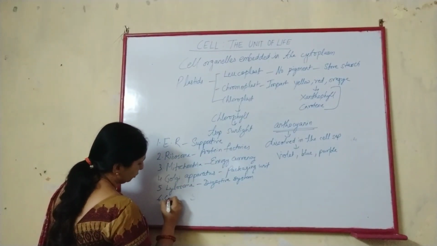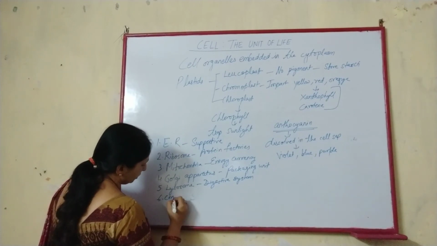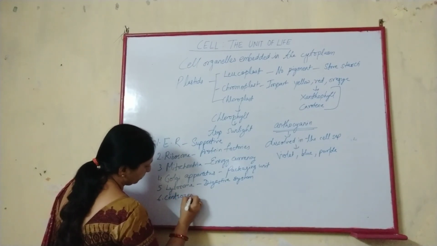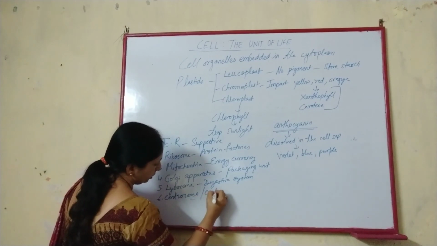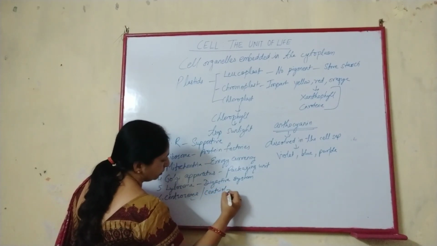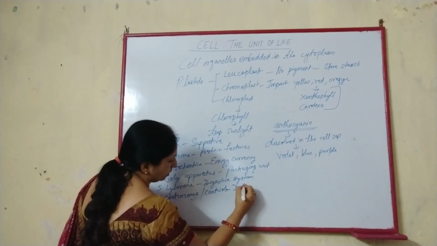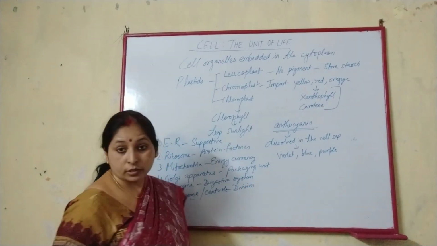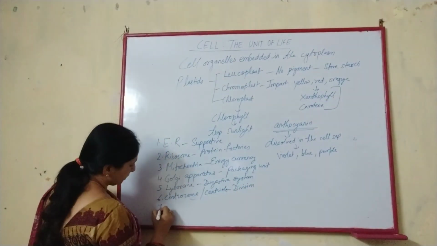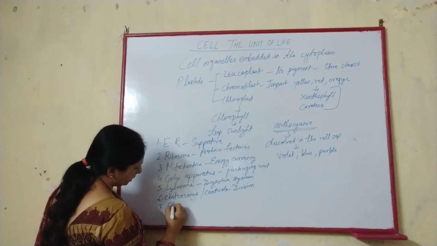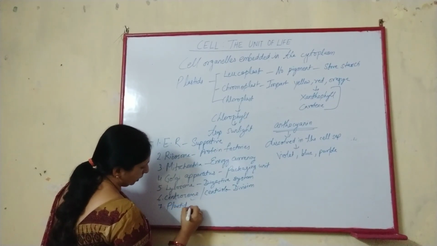Next was the centrosome or centriole, for the division process. Last one is the plastid, for coloration.